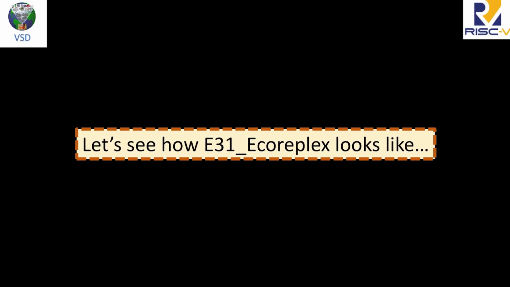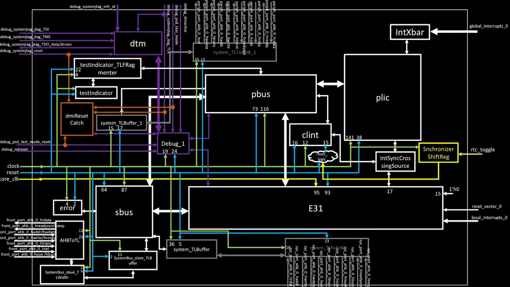Okay. So let's look into what the E31 E-coreplex looks like. If you want to look into the functionality of E31, I'm not the right person; you might have a lot of people who can explain the functionality. From a timing and implementation point of view, this is what I do. I took the RTL, which was available as an evaluation RTL on the SiFive website, and broke it down into multiple pieces, and this is what we came up with.